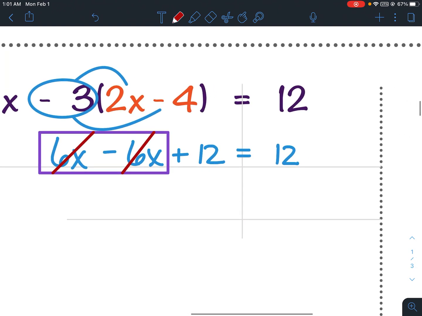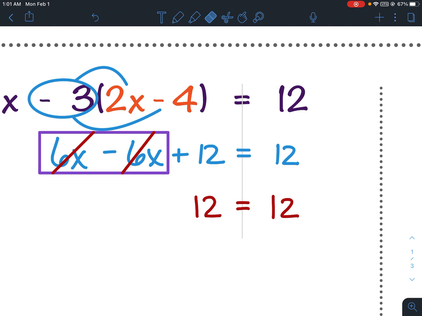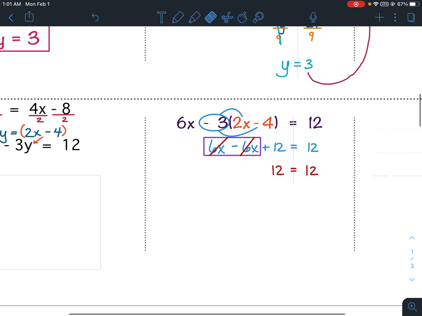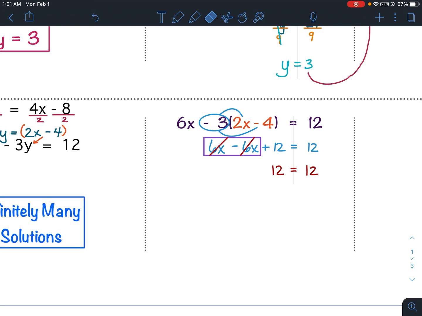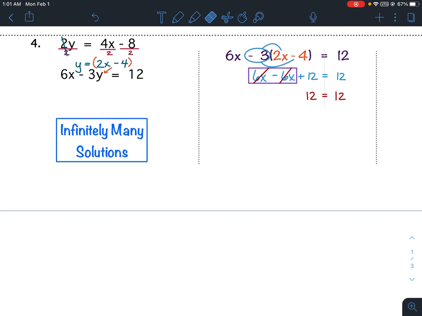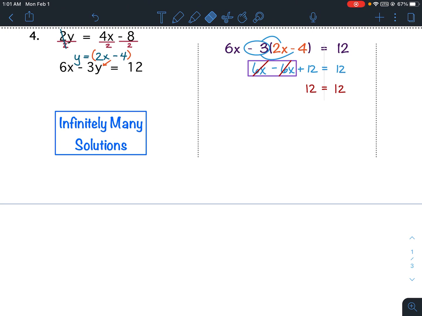If the variable terms cancel out, I bring down what's left. On the left side of the equation, I have a positive 12. On the right side of the equation, I have a positive 12. In other words, both sides equal one another. If you get 12 equals 12, then this is an infinitely many solutions problem. And that's all you need for number 4.